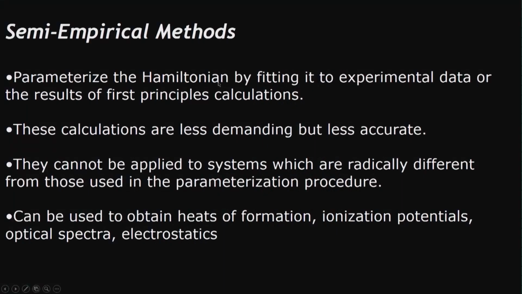so semi empirical methods take care of many of these calculations using certain fitted equations and parameters. Some of the major methods in ab initio, GAMESS and Gaussian. Semi empirical method, so it parameterizes the Hamiltonian by fitting it to experimental data or results from ab initio. So these calculations in semi empirical are much less demanding, unlike ab initio. They cannot be applied to systems which are radically different from those used in the parameterization. It can be used for heat of formation, looking at ionization potential, optical spectra, electrostatics. So we can simulate some of the spectroscopic behavior of molecules and so on.